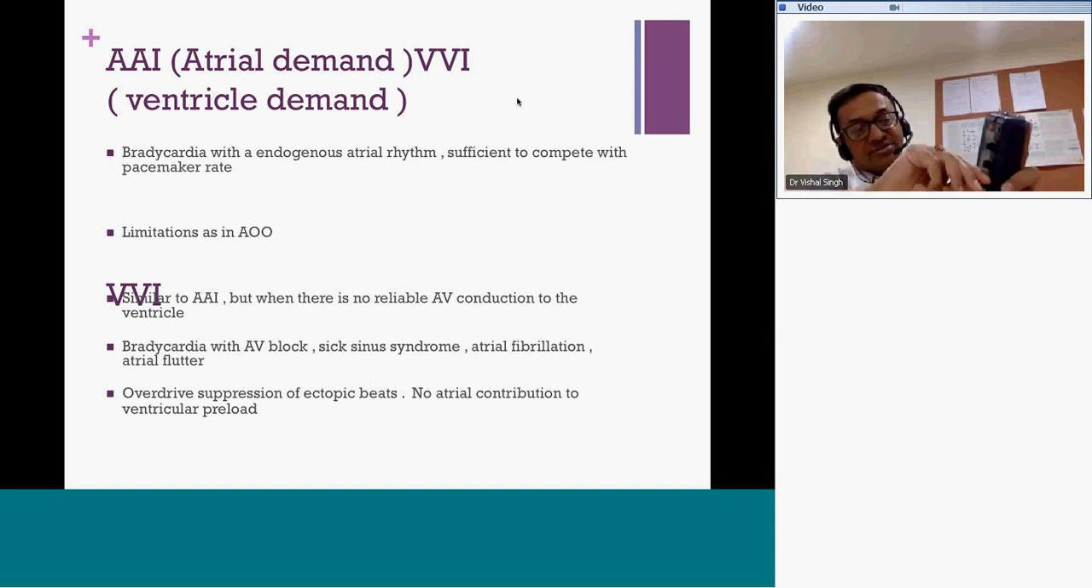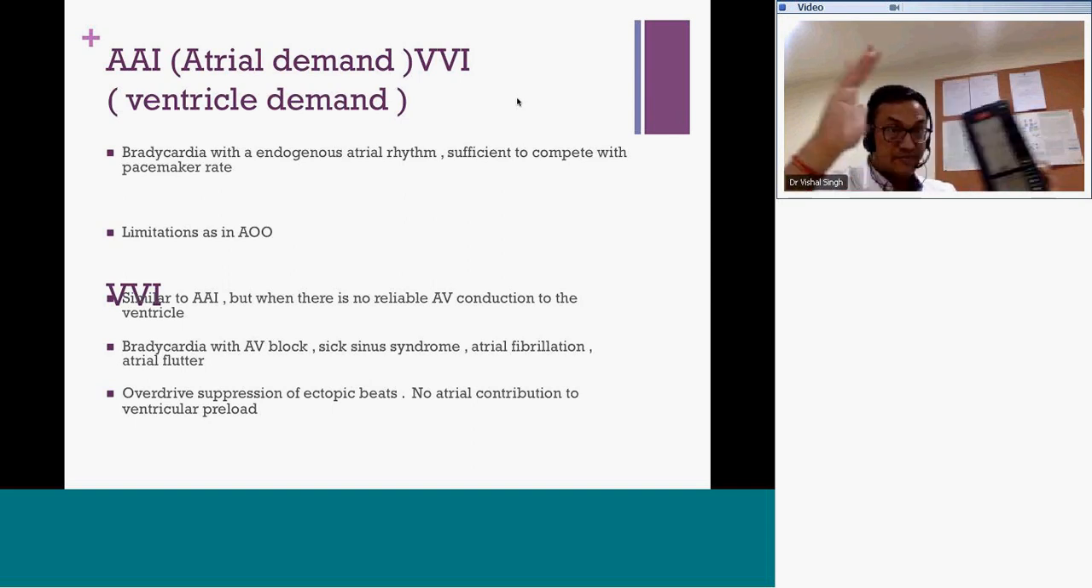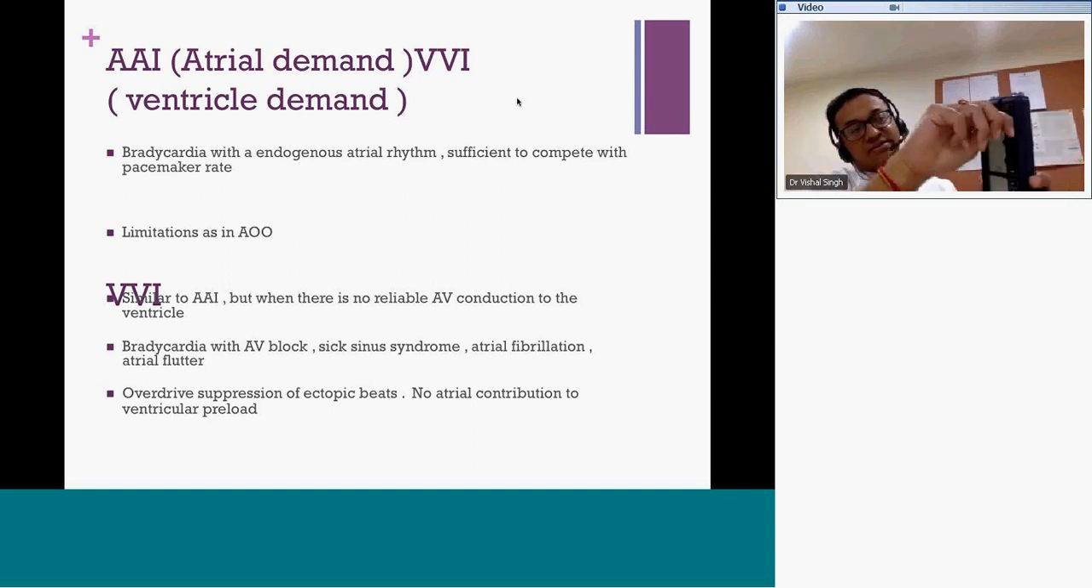So I'll go up on the output out here, 4, 6 something, and this is AAI, as you can see: sensed, atrial paced on demand if the patient's own rate is lesser than the set pacemaker rate. The rate is set from here, obviously. That's what you all know. This is the rate setting.